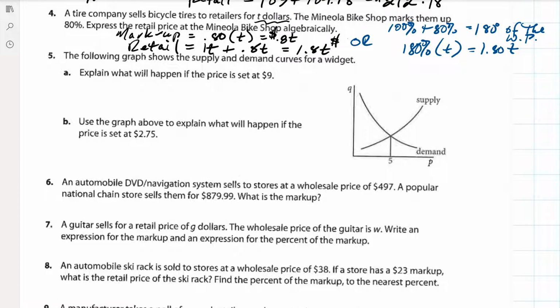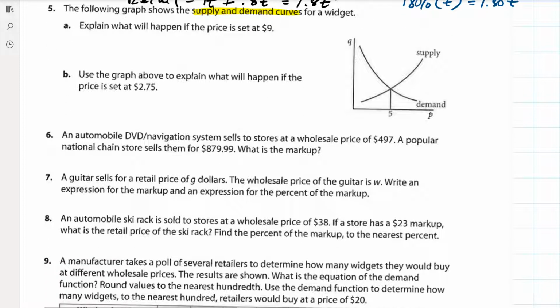Number 5. The following graph shows the supply and demand curve for a widget. You talked about this in your economics class. A widget is just a product, it could be anything. So we've got this supply-demand curve here. Looking at the graph, P stands for price, which is on the horizontal axis, in dollars. Q stands for quantity, or how many you sell, and that is on the vertical axis.